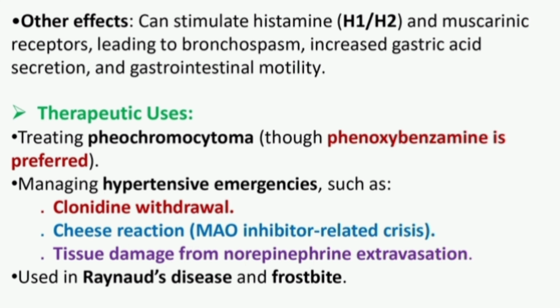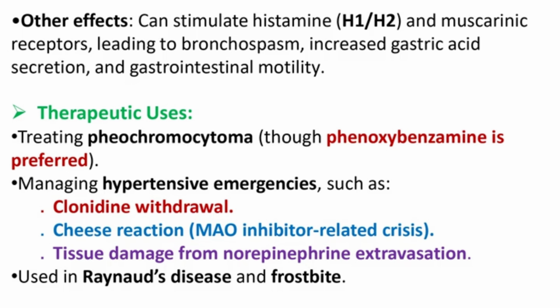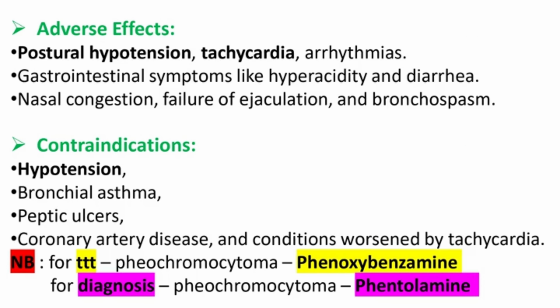One of the important adverse effects of phentolamine is that it causes postural hypotension, tachycardia and arrhythmias. We already discussed this in the mechanism section. The next one is gastrointestinal symptoms like hyperacidity and diarrhea. The next ones are nasal congestion, failure of ejaculation and bronchospasm. These are the main adverse effects of phentolamine.